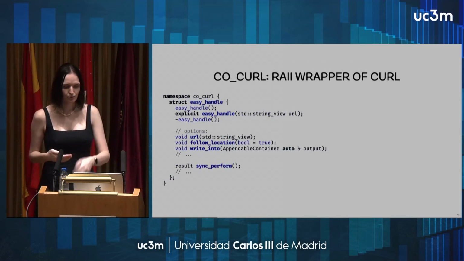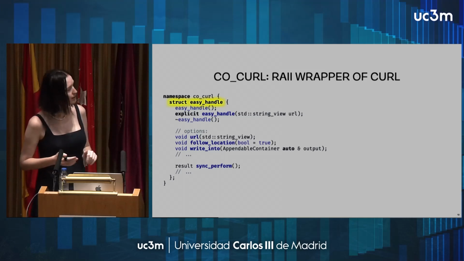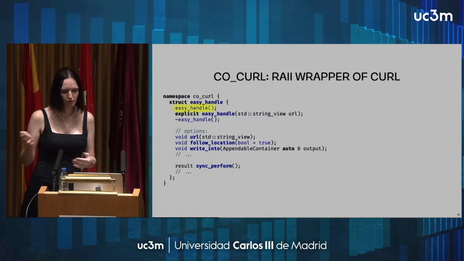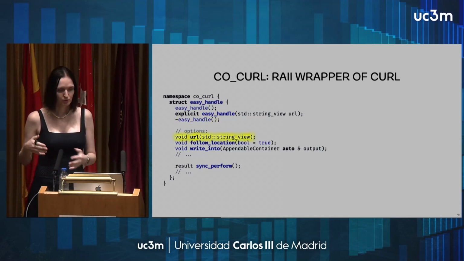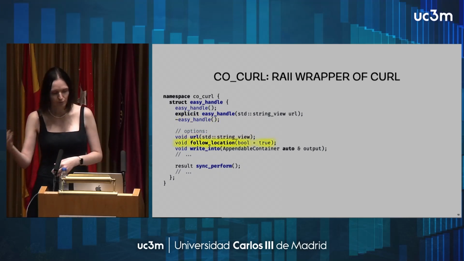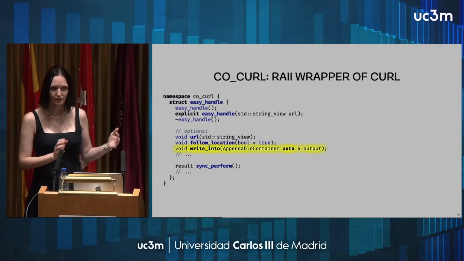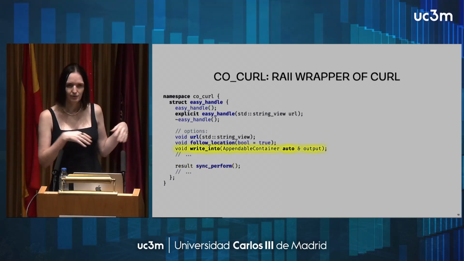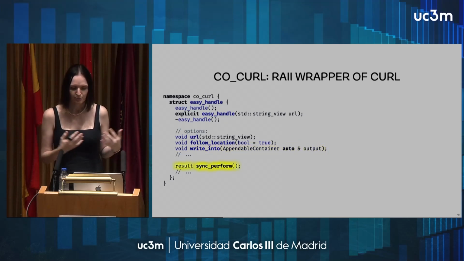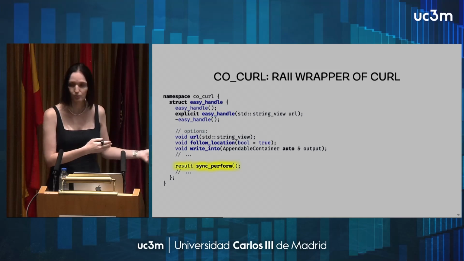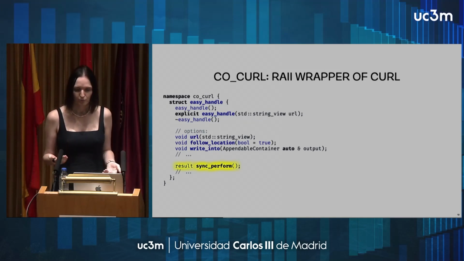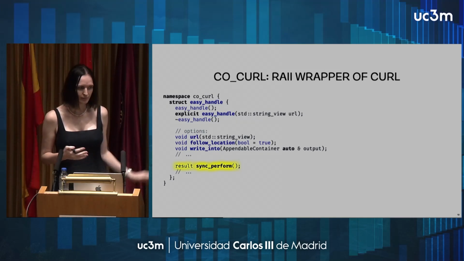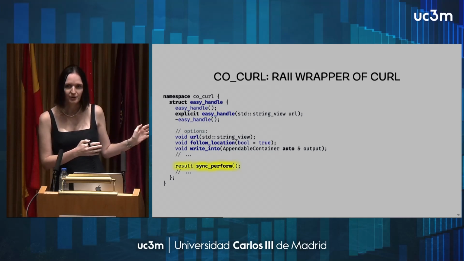So let's wrap it into RAII. Let's have an easy handle, a constructor for the URL, a destructor, options to set the URL, to set follow location, and to write into, provided as a nice callback or as an object to write into. Then a perform function, which will synchronously perform all the operations and give you a result as an enum. Easy. Do you follow me?